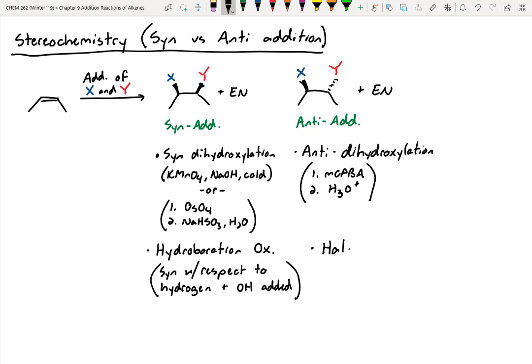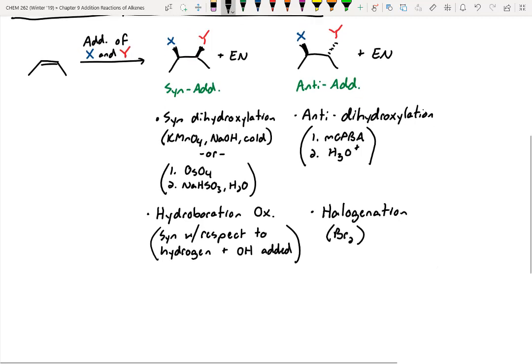Halogenation. With halogenation, that's something where we add, for example, Br2 across a double bond. That will always give you the anti-addition. And we know that because we go through the bromonium ion and we don't ever observe any syn addition. All right. Almost done.